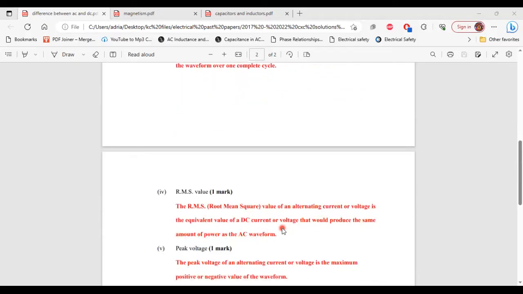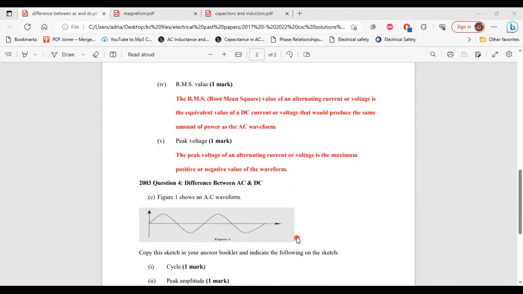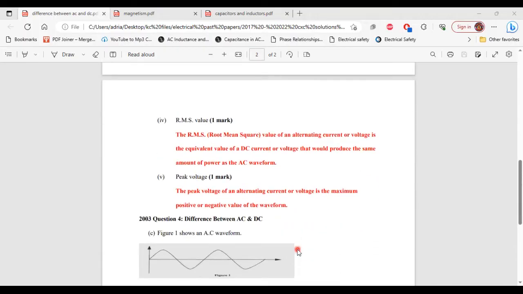Part four, RMS value. The RMS or root mean square value of an alternating current or voltage is the equivalent value of a DC current or voltage that would produce the same amount of power as the AC waveform. Peak voltage. The peak voltage of an alternating current or voltage is the maximum positive or negative value of a waveform. All right, so that's it for this question.